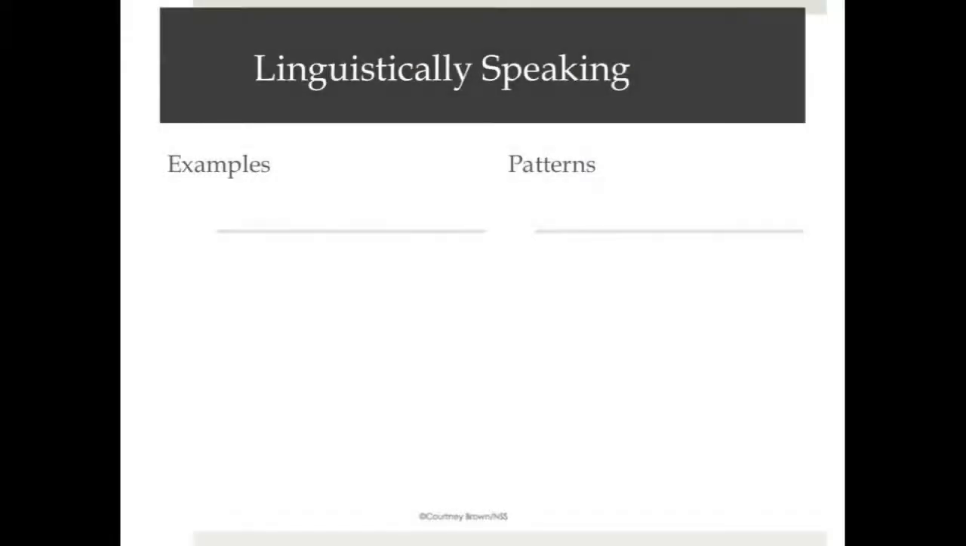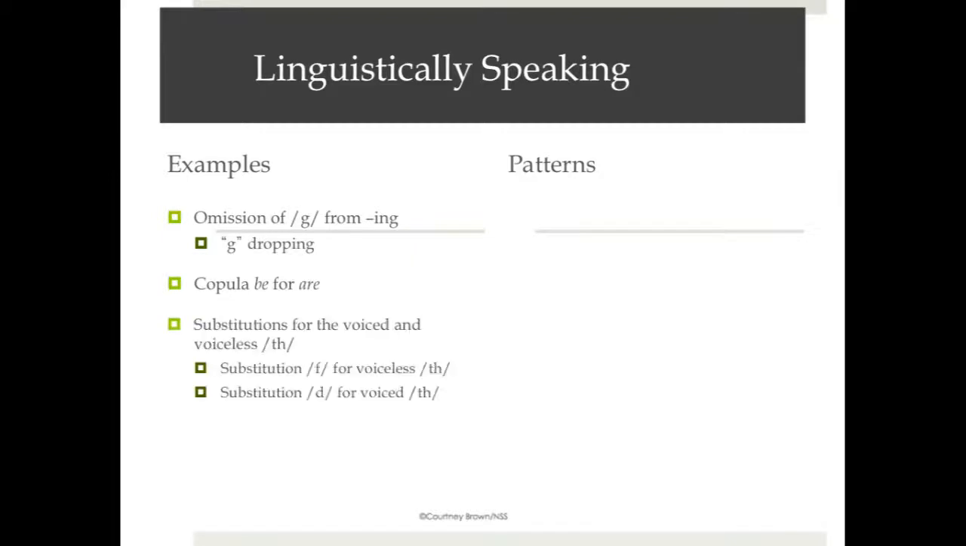So here is where I provide the examples. Oftentimes, with students who speak African American Vernacular English, you have the omission of G, or the progressive ing, called G dropping. You have the copula B for R. We also have lots of substitutions, one being the substitution of F for TH and D for the voiced TH. We also have substitution of A for the vocalic ER.